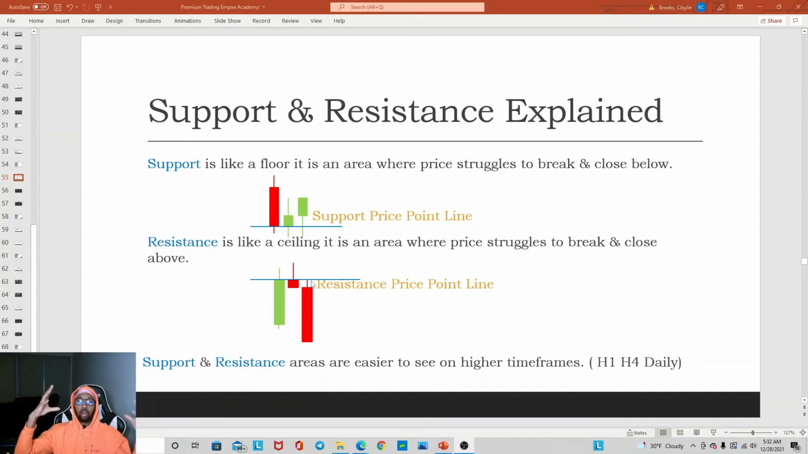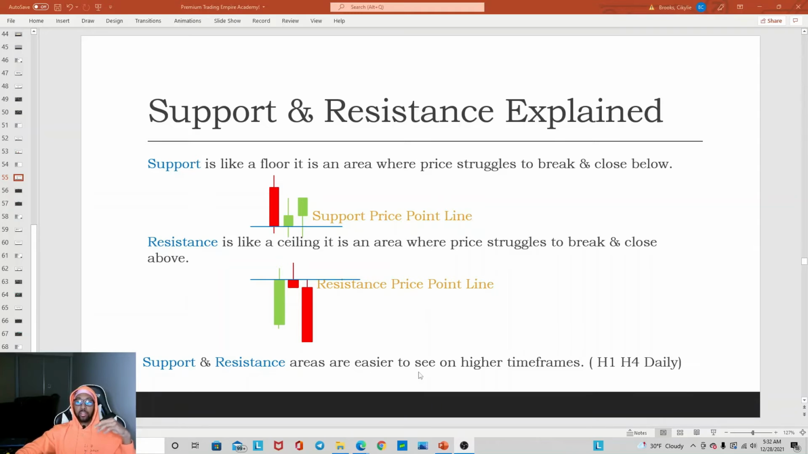So my overall area, I kind of just mark mine up from the body to the wick, and I just make a little box from the body to the wick and just draw it over and just see how the market fluctuates from that box. But yeah, that's what resistance is, okay?